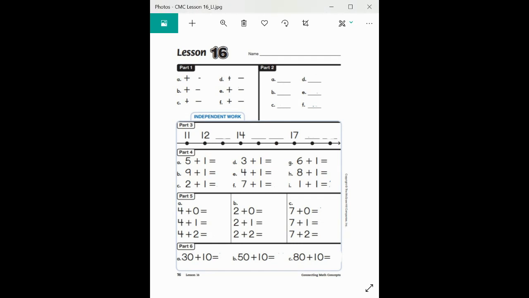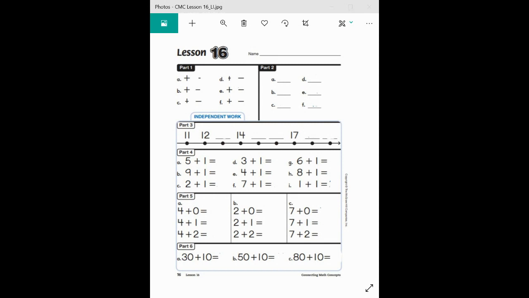Today we're going to finish lesson 16 by completing the workbook page. You should have the workbook page either printed, just like I have on the screen, or set up on a separate piece of paper. So I'm going to give you a minute to get that out, get that ready, and then we'll begin our work for today.